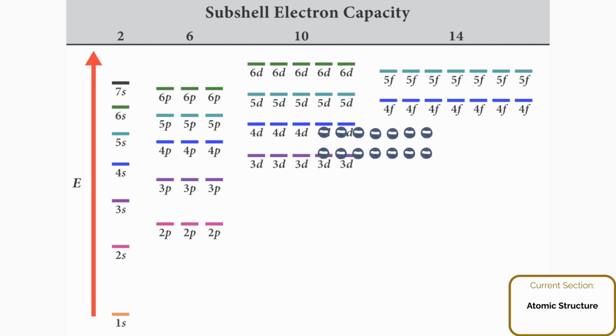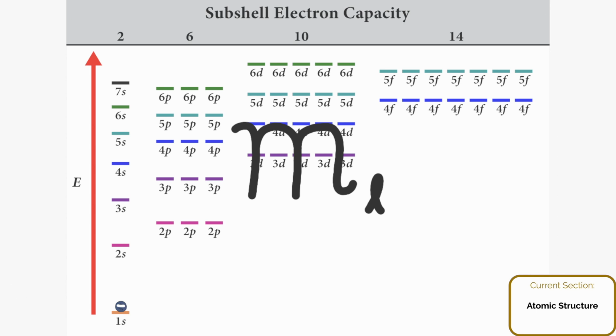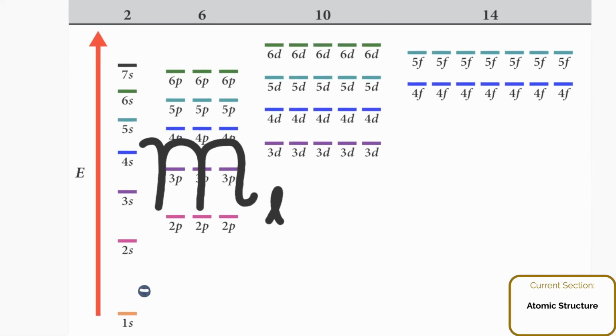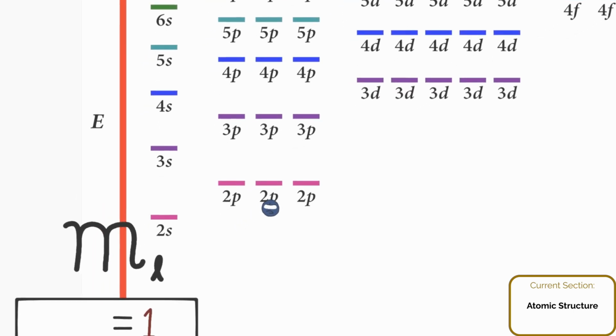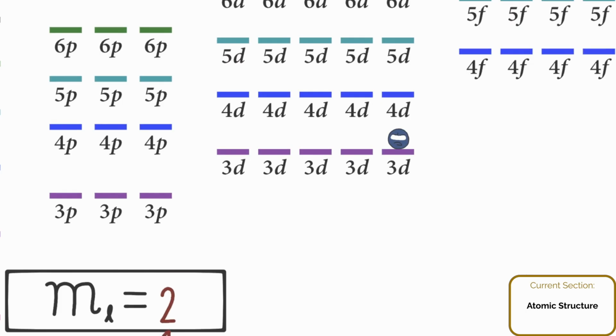The third quantum number, represented by m sub l, is the magnetic quantum number, which represents the orbital orientation within a subshell. For example, if l were equal to 1 in a p orbital, it'd be in this orbital slot. In a d orbital, l could be equal to 2, it'd be this orbital slot.